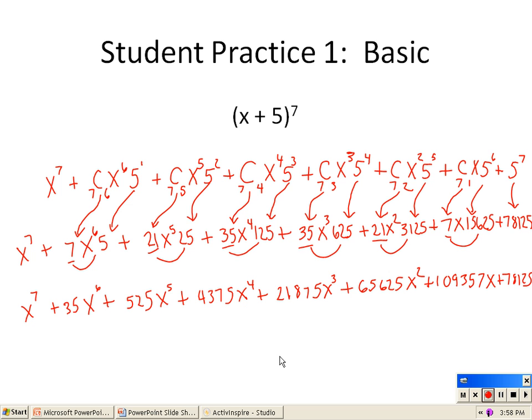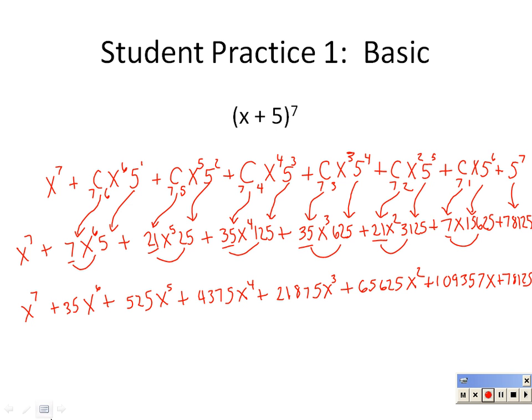So these are pretty big. And you might think, well, what's the benefit of doing this as opposed to just using the distribution method, using foiling or whatnot? Well, you could try foiling, but I think you'd find that this is, even though it's long, it actually is faster. So let's go ahead and we'll move on to our next part.